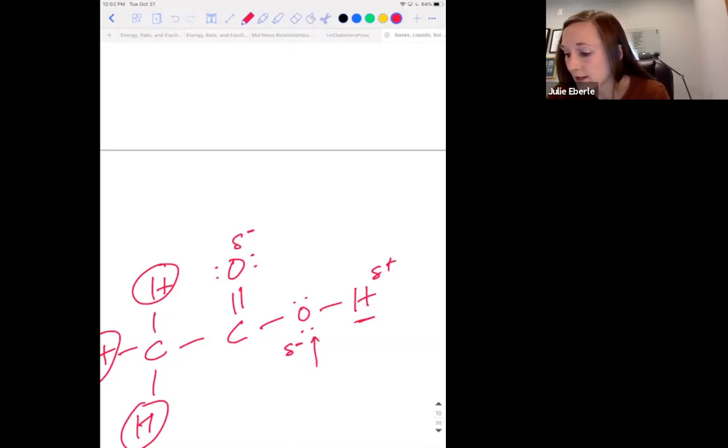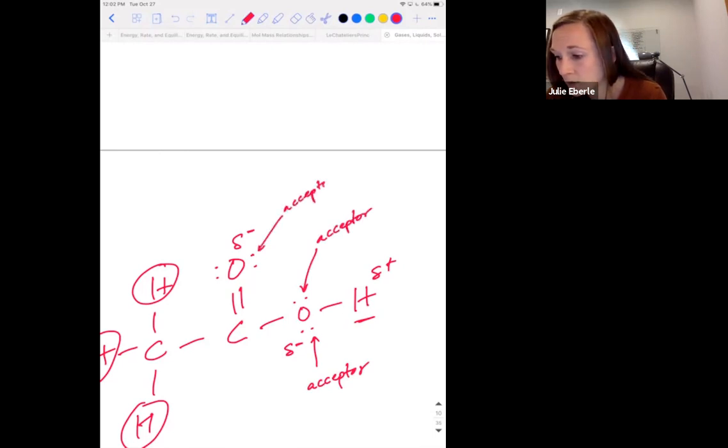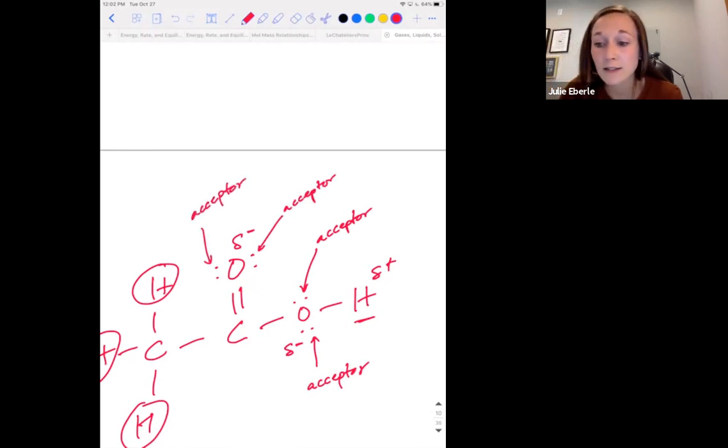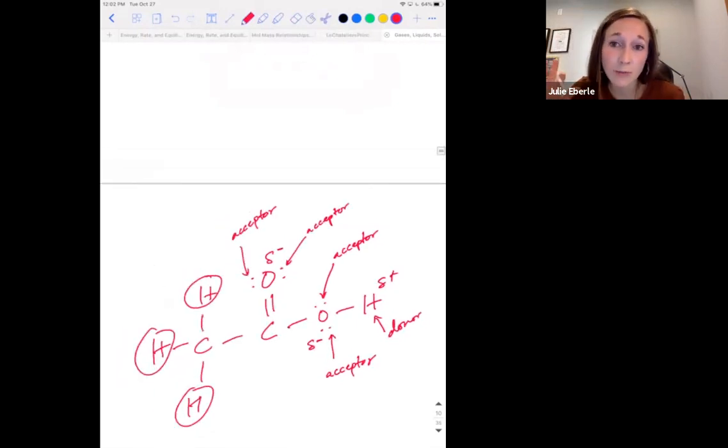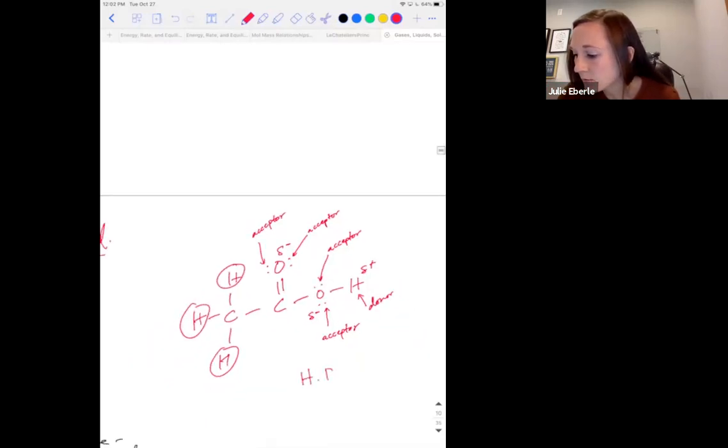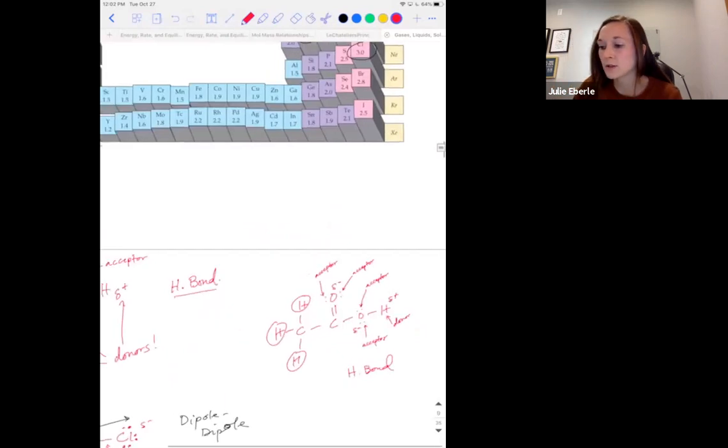We have the acceptors. In fact, let's point out all the acceptors. Any lone pair could participate in hydrogen bonding. So how many acceptors are on this thing? A lot. Any lone pair is an acceptor. We got 4 acceptors here, and we also have 1 donor. Okay, so your numbers of acceptors and donors do not have to be even. You just have to have both, okay? So we can definitely hydrogen bond here. That's going to be the strongest force at play.